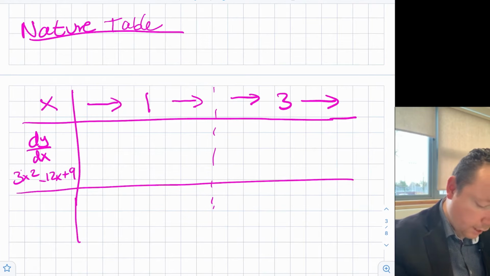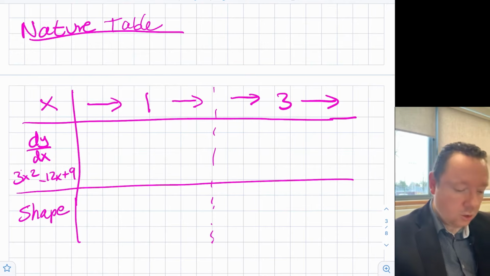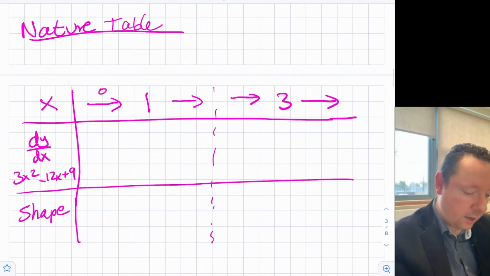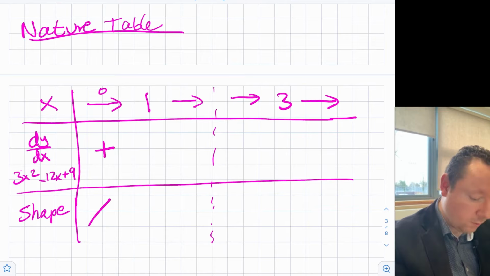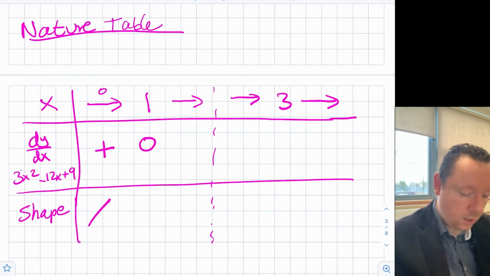And I suppose we could write shape here to work out what kind of shape it makes. So you're just picking any point you want, so let's just pick 0 for the sake of argument. If I put 0 into this, I get 0, 0 plus 9. That's just positive, so that's sloping up. We already know it's 0 at 1, so it's sloping along. So a number after 1, let's just try 2 for the sake of argument.